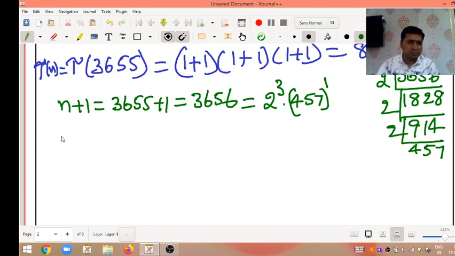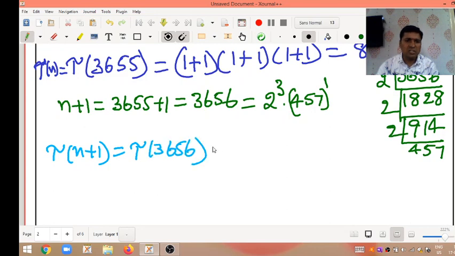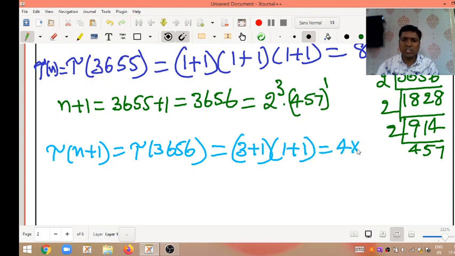So now τ(n + 1) is equal to τ(3656). Directly we want to apply: k1 + 1 means 3 + 1, into k2 + 1 means 1 + 1. That is equal to how much? 4 into 2, that is equal to 8. This one also 8 will come, my dear students.